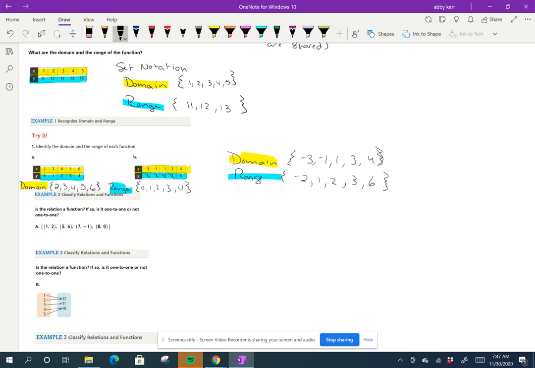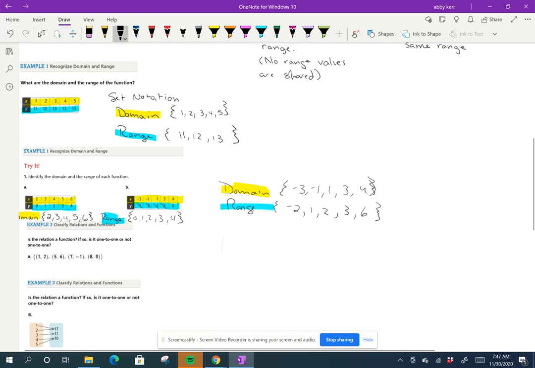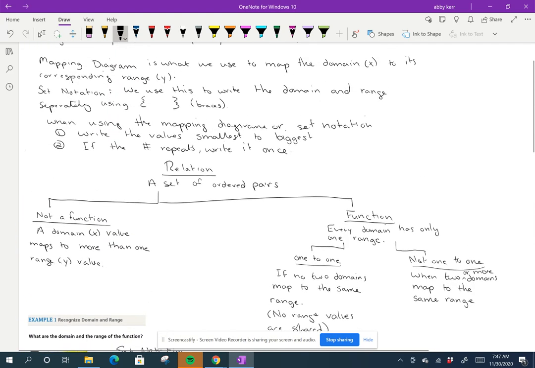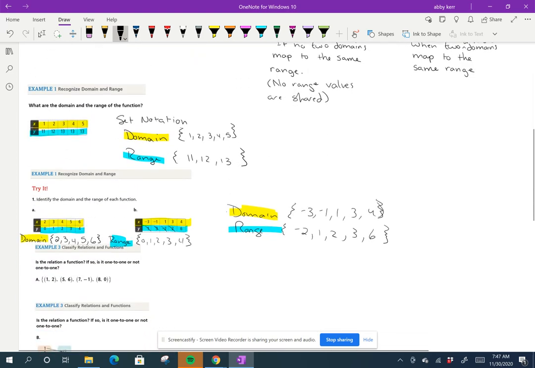Now, for example 3, this is where we're going to use the tree map to really guide us for our answer. It says, is the relation a function? If so, is it one-to-one or not one-to-one? So notice up here, we talked about a mapping diagram. It's what we use to map the domain to its corresponding range. This is one of the most important things that we're going to use, and we need to follow these 2 rules. Write the value smallest to biggest, and if the value repeats, write it once.